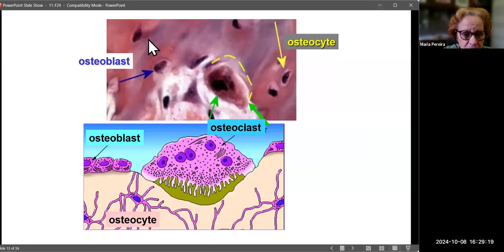Okay, so here is again a histological preparation. What you have here is an osteoblast, and just compare the size of an osteoblast with an osteoclast. This is a huge cell that has many nuclei and has this ruffled border with projections that release those enzymes that will break down the calcium to release the calcium from the bone.